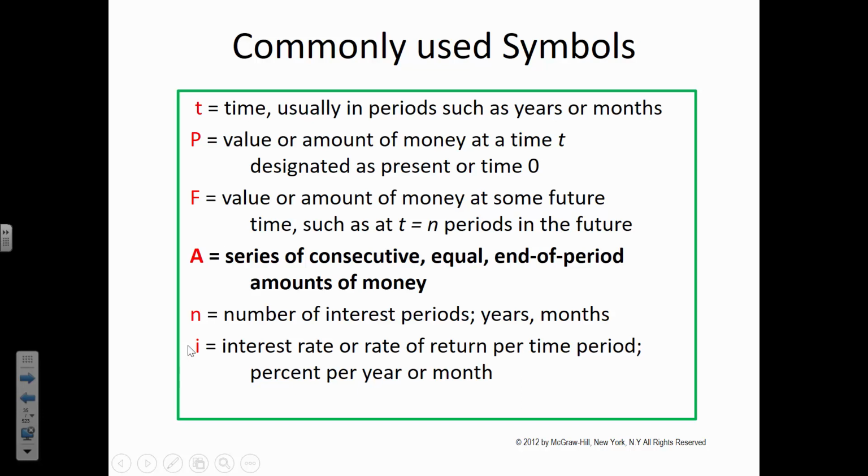I is the interest rate, so it's expressed as a percentage. It's not the interest amount. Capital I is the variable we assign for the interest amount. Little i, lowercase i, is the interest rate. So it's the interest amount expressed as a percentage of the original amount that was borrowed or loaned.